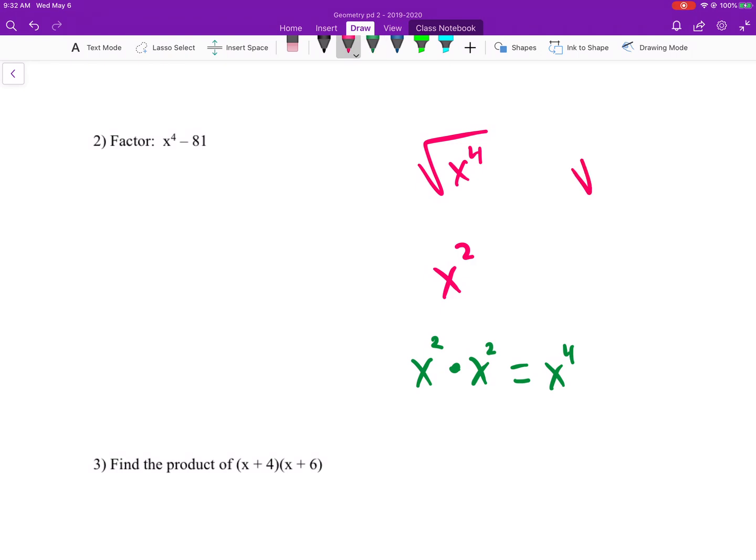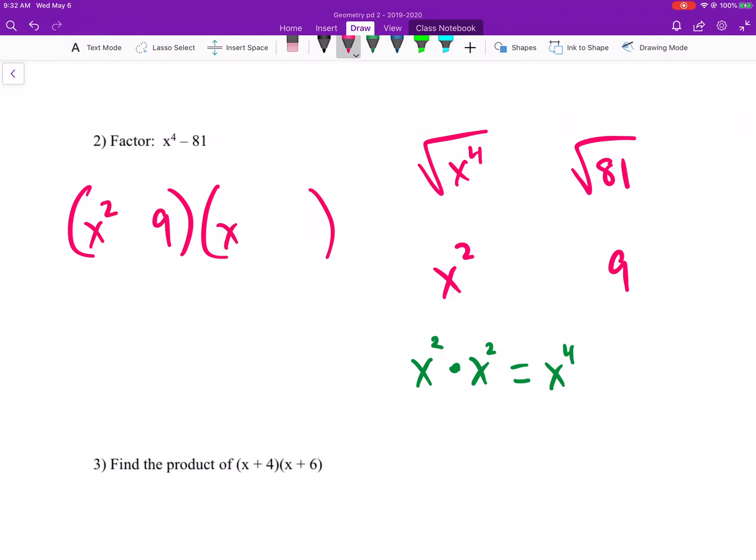And the square root of 81 is 9. And remember, we expand that to the product multiplication of two binomials. So you write your x squared and your 9, your x squared and your 9, and then one of the signs is positive and one of the signs is negative. One addition, one subtraction.